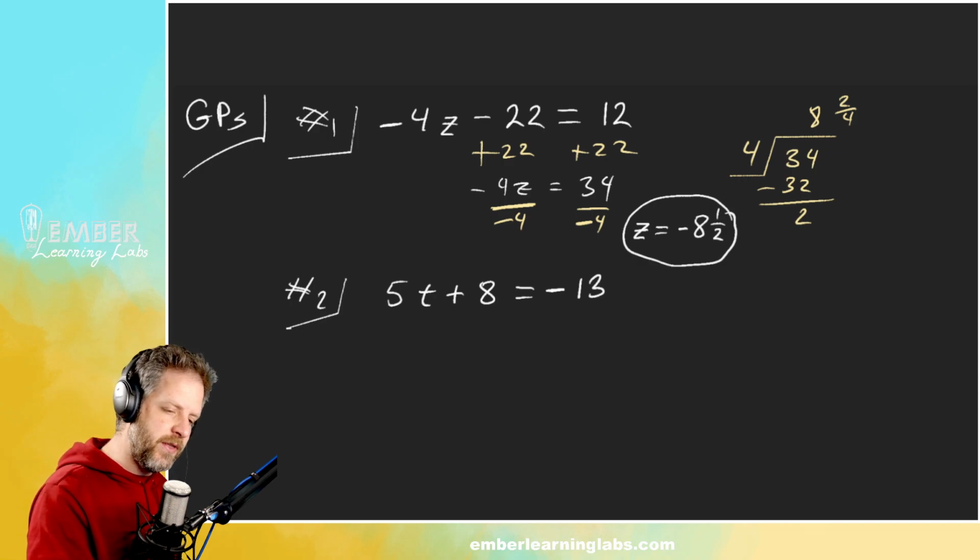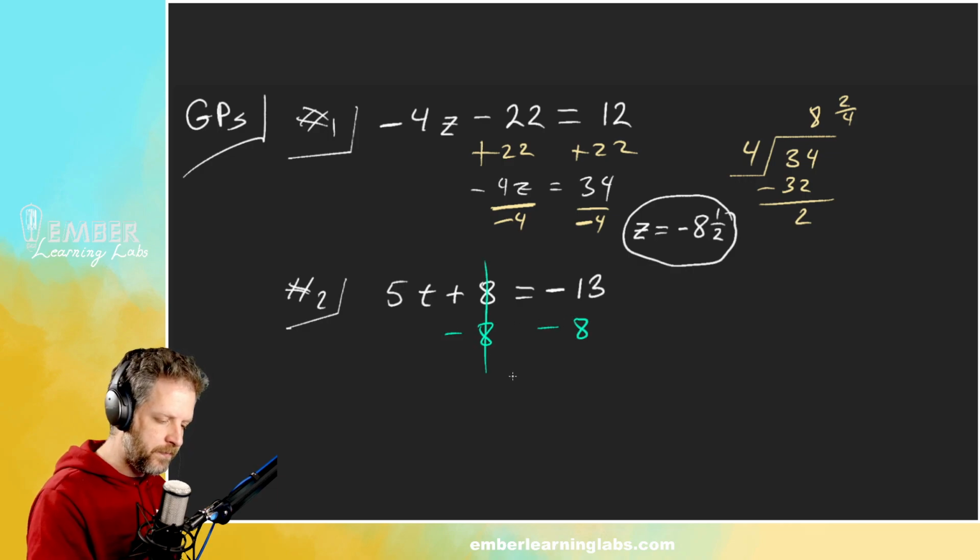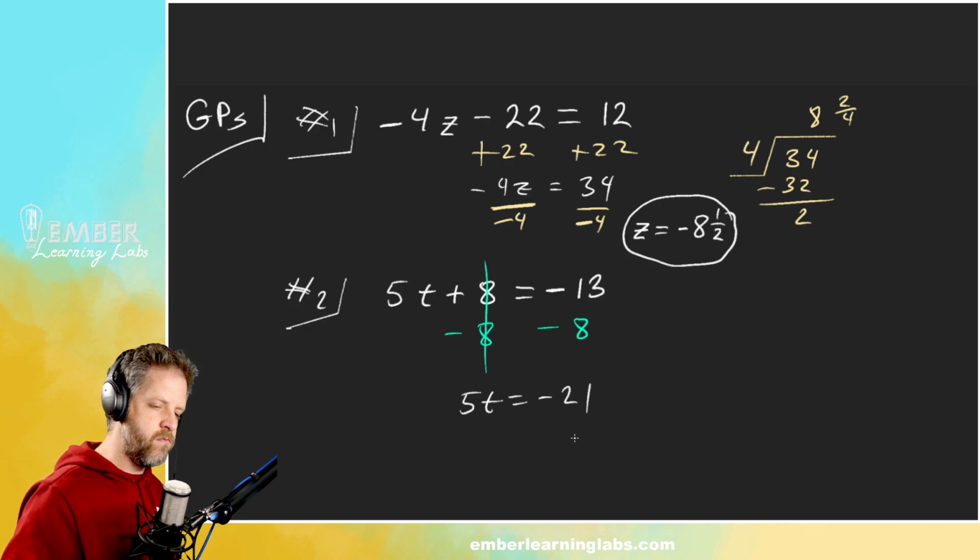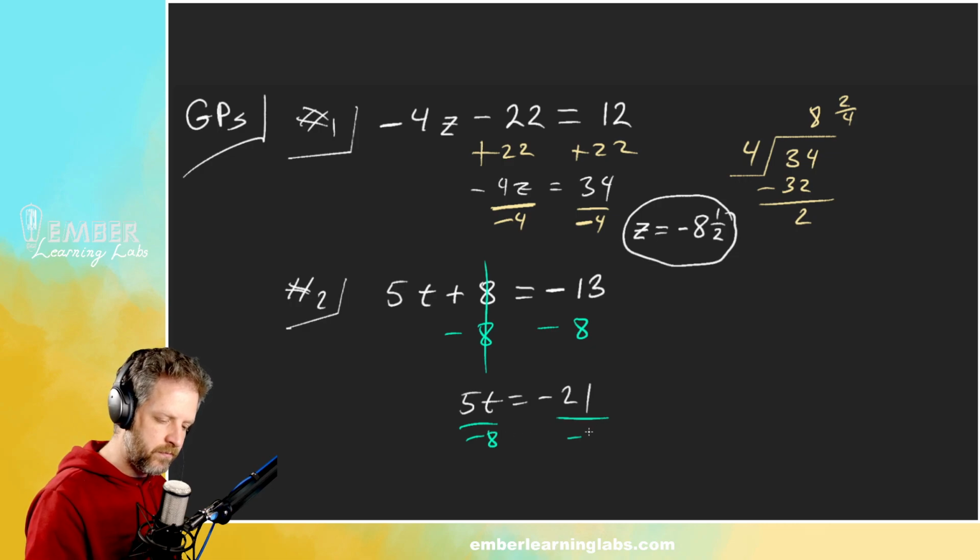So what we should have done with this next one is we should have subtracted 8. Right? And we would have been left with 5t equals negative 21. And then we should have divided by 5. No, why did it turn into an 8? What happened? How about divided by 5? Does that seem better?